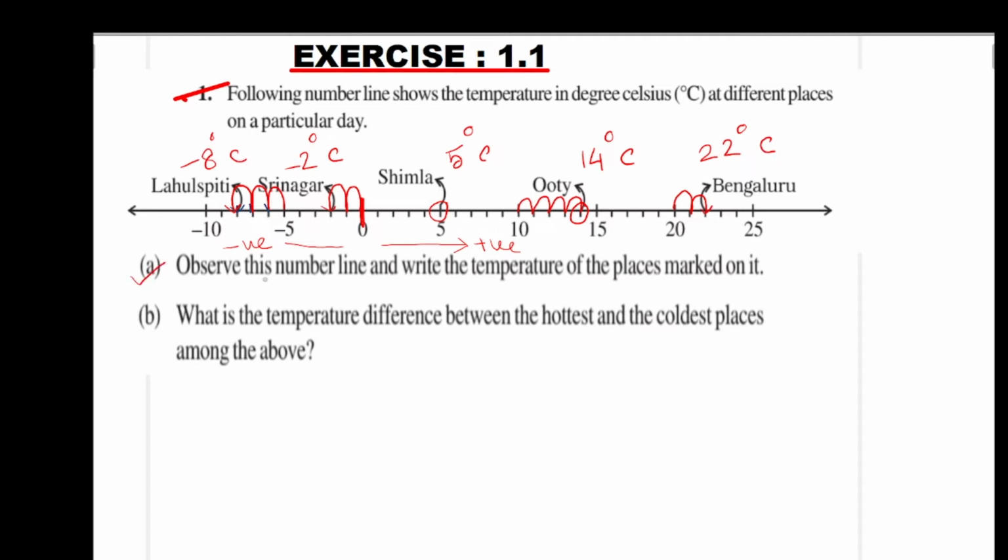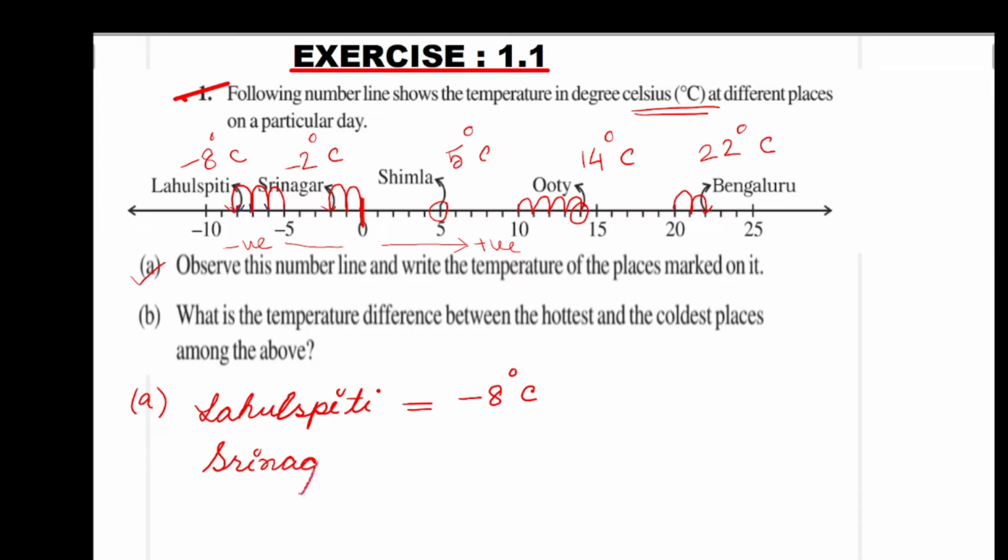Now come to the sub-questions. Question A: observe this number line and write the temperature of the places marked on it. The first place is Lahul Spiti. What is the temperature? -8 degrees Celsius, because the temperature is given in degrees Celsius. Then next, Srinagar. What is the temperature? -2 degrees Celsius.